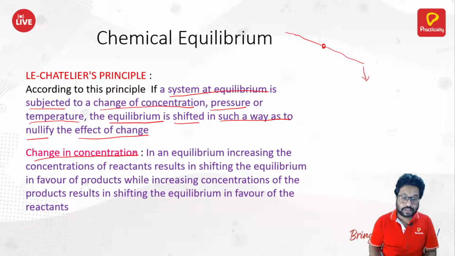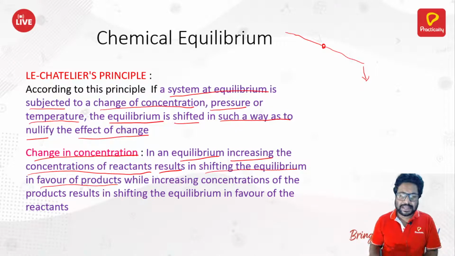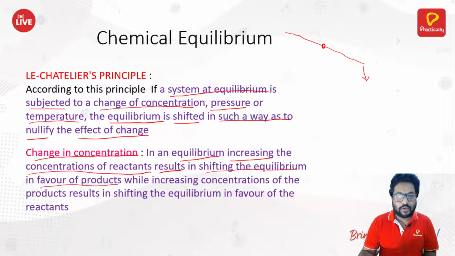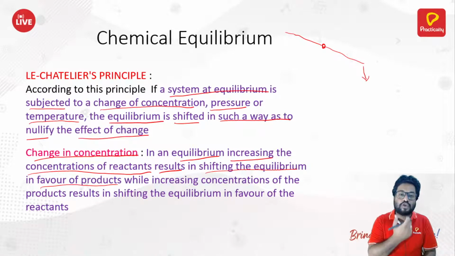Let's see the first thing, the change in concentration. If at equilibrium you increase the concentration of a reactant, it results in shifting the equilibrium in favor of products. Let me tell you how this actually works. If you increase the concentration of a reactant, you get more and more product. Why? Because you have brought a change in the concentration of reactant, so the system wants to go back to its original state.